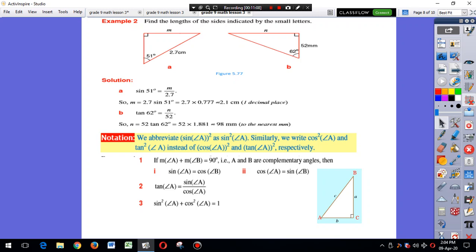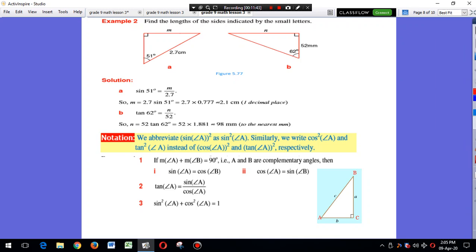Let's say, for example, sine square 30 degrees and cos square 30 degrees is equal to 1, because sine 30 is 1 over 2, and 1 over 2 squared becomes 1 over 4. Cos 30 degrees is square root of 3 over 2, and if you square it, it becomes 3 over 4. 1 over 4 plus 3 over 4 becomes 4 over 4, which is equal to 1. So sine square A plus cos square A is equal to 1.